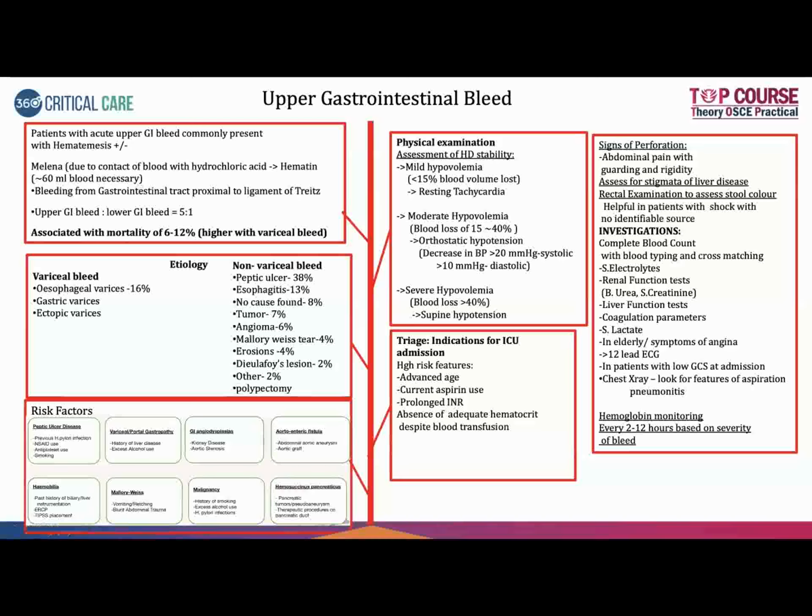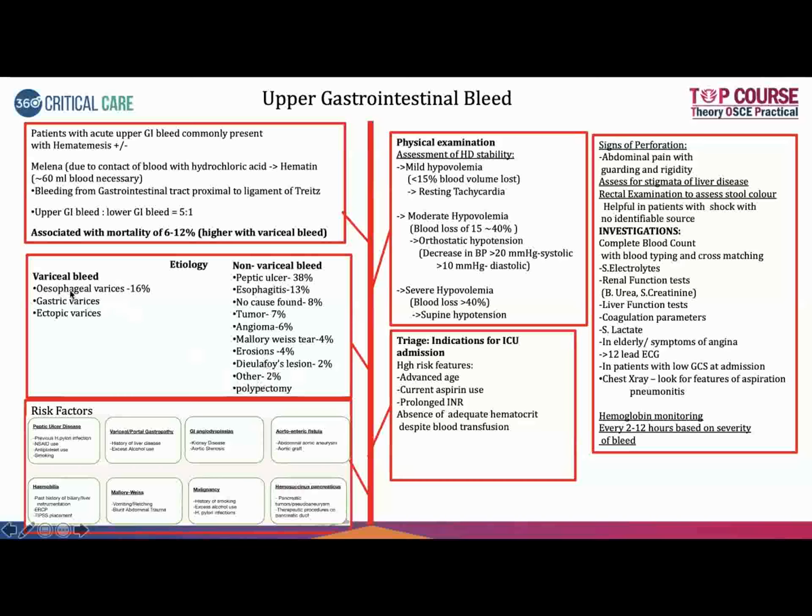Okay, the etiology or the common causes of upper gastrointestinal bleed: the most common is non-variceal bleed, that is the peptic ulcer related bleed, followed by other causes. The next cause will be variceal, that is esophageal varices. The other causes of non-variceal bleed include esophagitis, tumor, angioma, Mallory-Weiss tear, erosions, Dieulafoy's lesions, and polypectomy.